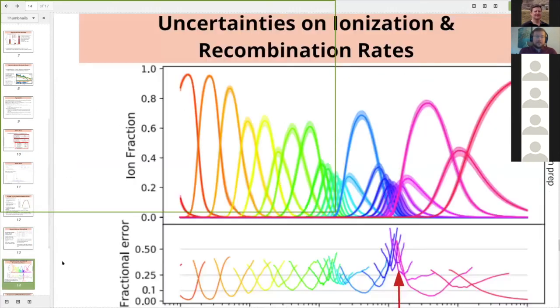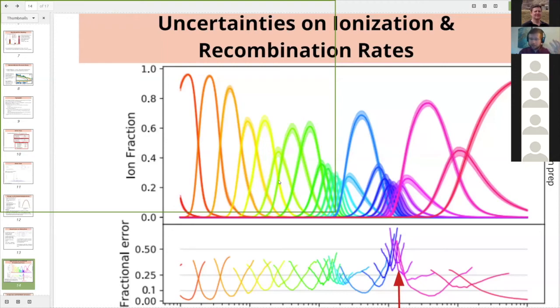Well, if you look at the ionization recombination rates, this graph is showing the range on each population. So the canonical result is the solid line, and the shaded area is plus or minus 1 sigma for the ionization and recombination rates, and the effect this has on the ion fraction.